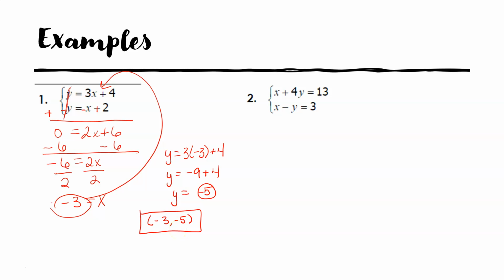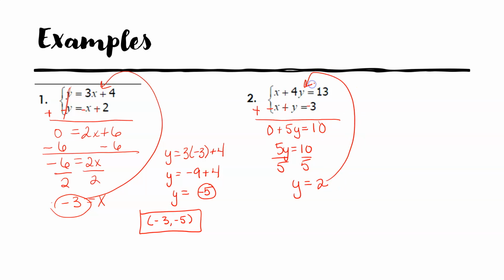Okay, let's try number 2. So our x's have a common coefficient of 1. They have the same sign, so we're going to subtract. I'm going to change that subtraction to addition. You don't have to do this. You can just subtract if you want to. And now I'm going to add. So again, we have 0 here. 4y and y is 5y. 13 plus negative 3 is 10. Whoops. So I have 5y equals 10. When I divide each side by 5, y has a value of 2.